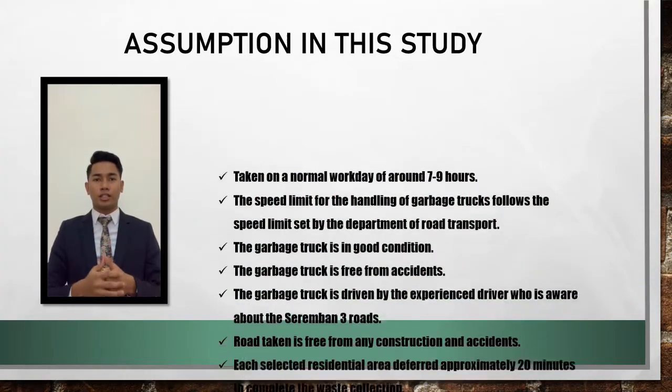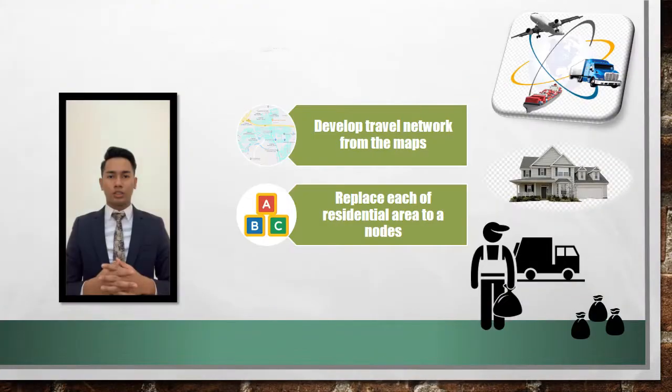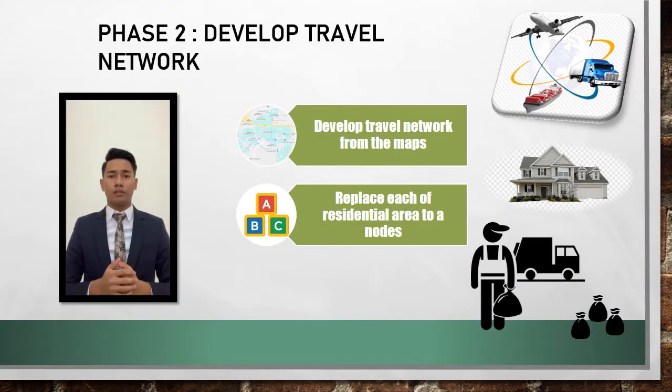Assumptions in this study: first, data is taken on a normal working day of around 7 to 9 hours. Second, the speed limit of the garbage truck follows the speed limit set by the Department of Road Transport. Third, the garbage truck is in good condition, and fourth, the garbage truck is free from accidents, and so on. Okay, phase 2 is developing the travel network.